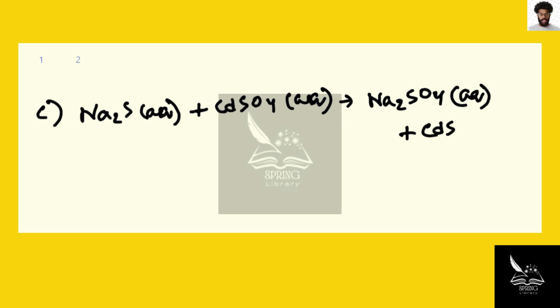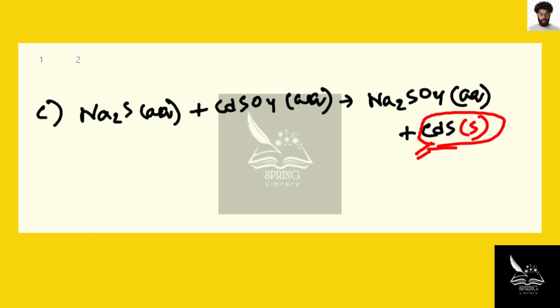Now again, if we look at the solubility chart, we will see that normally all sulfides are insoluble except some exceptions, and cadmium is no exception there. That means cadmium sulfide is insoluble in water, and that's why it will be in solid form and will be precipitated out from the solution. That means we have one precipitate here, cadmium sulfide.